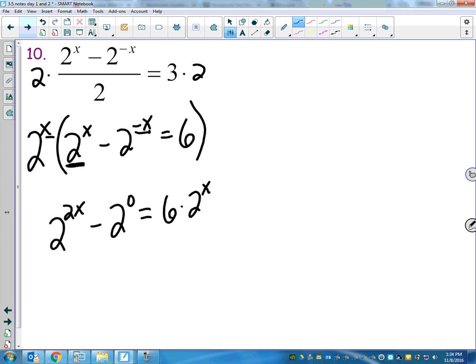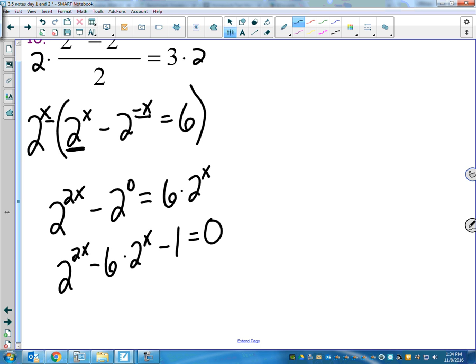So I'm going to rearrange this to hopefully jog your memory on something, maybe not. I'm going to move this over in the middle. So I'm going to rewrite this as 2 to the 2x. I'm going to move this in the middle, so that's going to become minus 6 times 2 to the x. And then 2 to the 0 is just 1, minus 1. And I'm going to say that's equal to 0. Sort of kind of with me on where I got that?